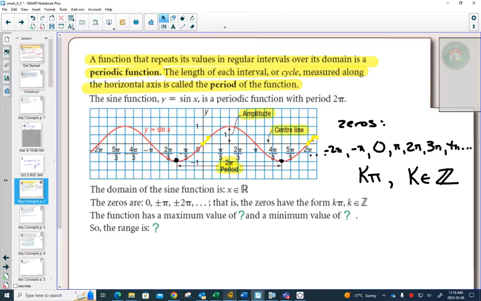If we want to figure out the range, we need to know its maximum and minimum. Maximum of 1, minimum of negative 1, so the range goes between negative 1 and 1.